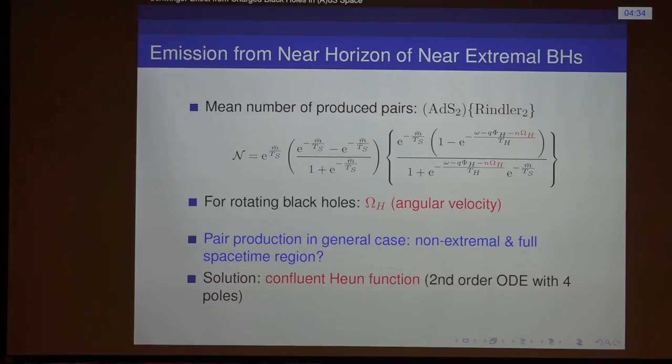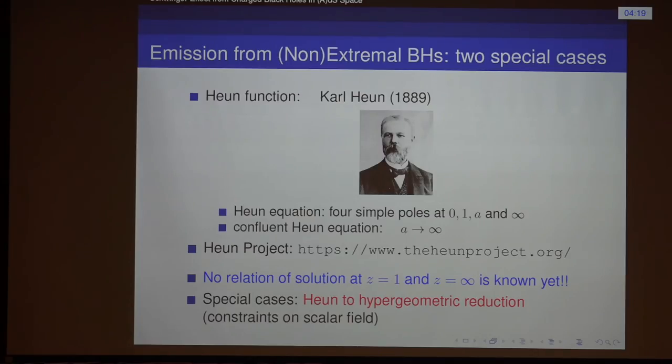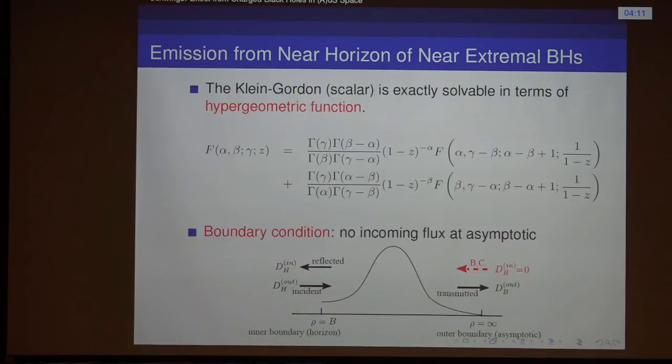Now maybe I will quickly mention the non-extreme black hole. For the non-extreme black hole, the solution will be the so-called Heun equation, which is a second order ordinary differential equation with four poles. The equation has been well known for more than 100 years, but our difficulty is that we don't know such a relation. At least according to my understanding, I asked some mathematicians, and it seems that for the Heun equation we still do not have such a relation.